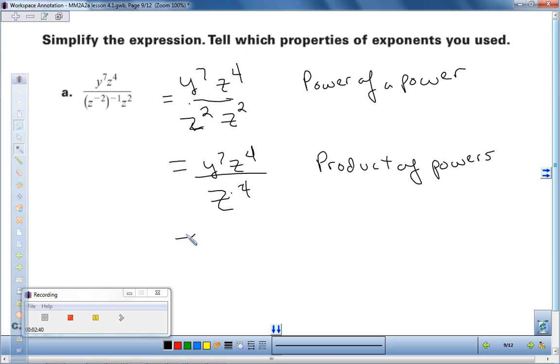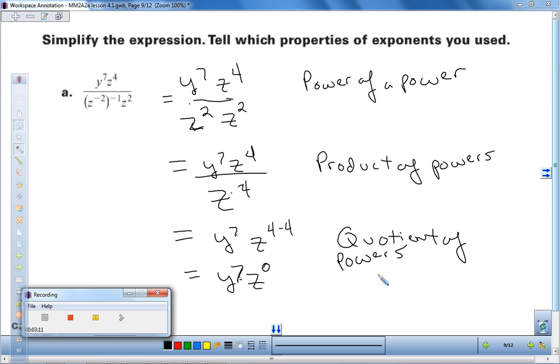Okay, now we're going to simplify the top and the bottom. To do that, we're going to use the quotient property. So we end up with y to the 7th, z to the (4 minus 4). Okay, so we end up with y, again that's the 7th, z to the 0. Alright, so we use quotient properties there.